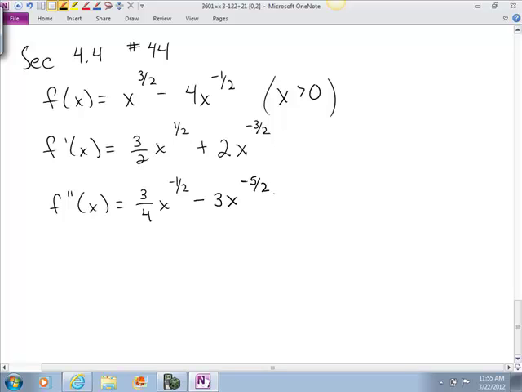So yeah, these are kind of nasty. Finding that derivative's not so bad, but we need to find the critical numbers, so we'll set where this equals 0 and then also where this equals 0. So let's look at f prime of x.